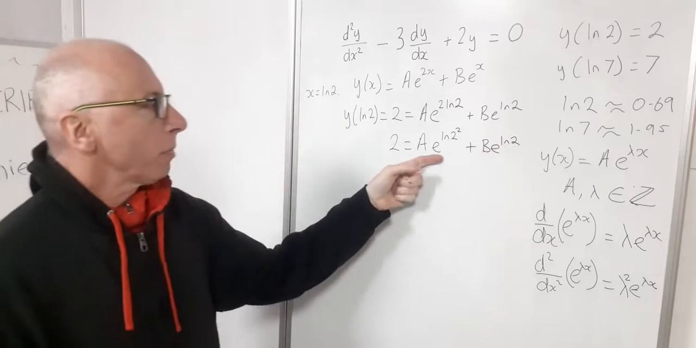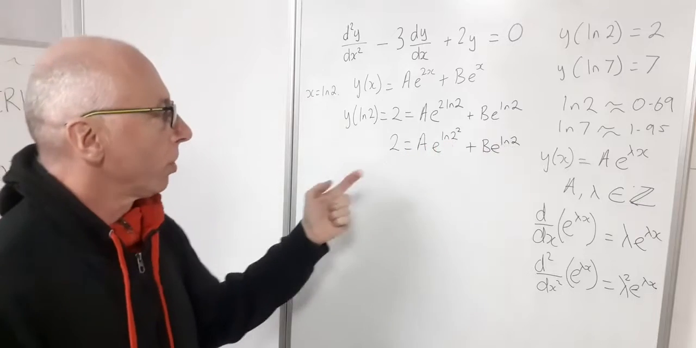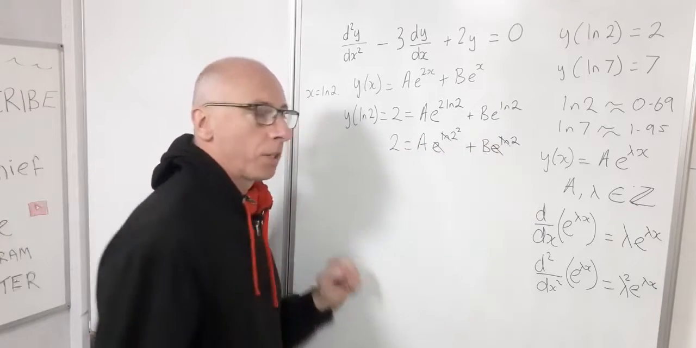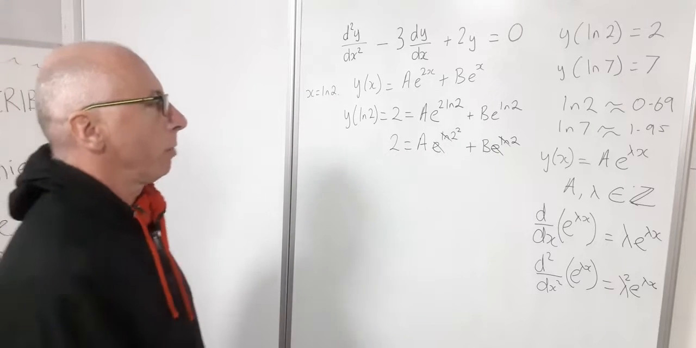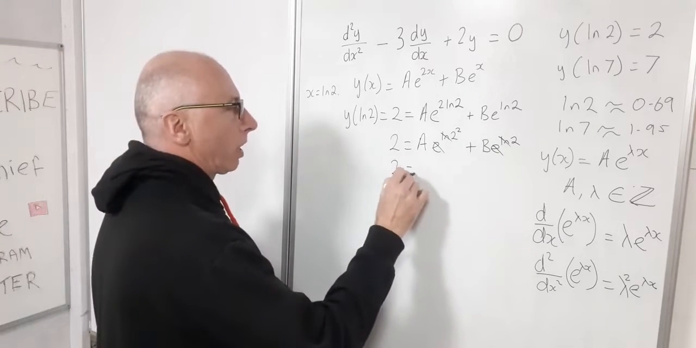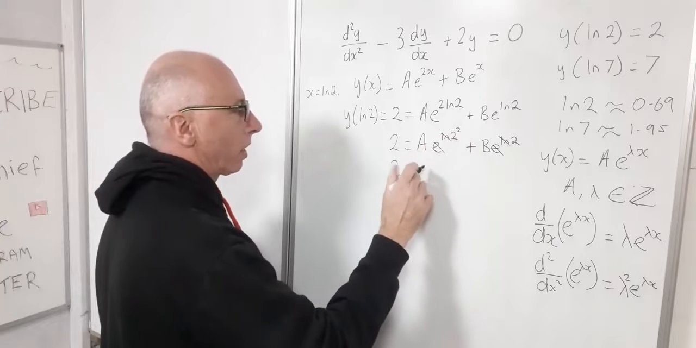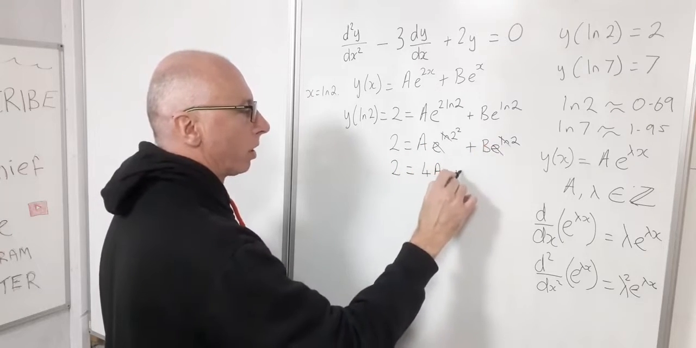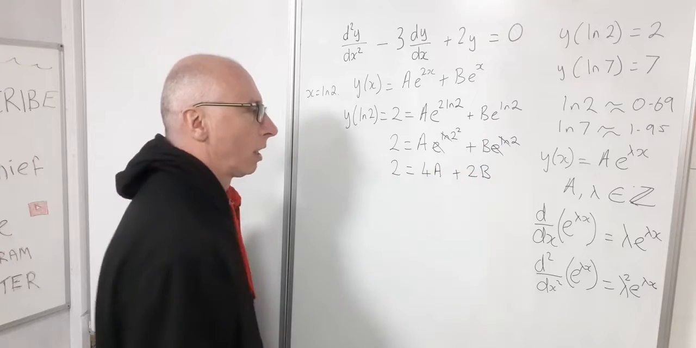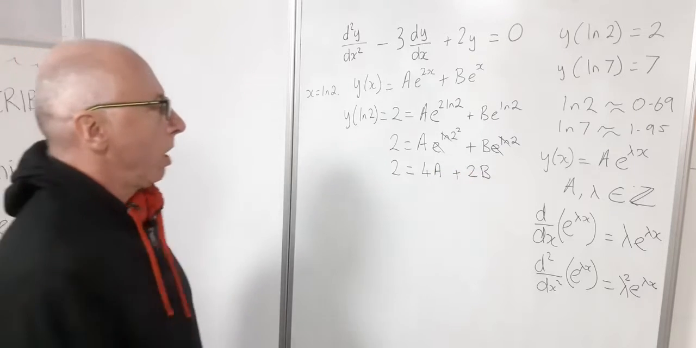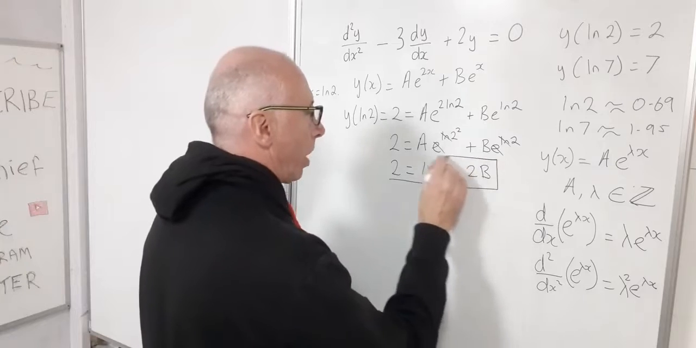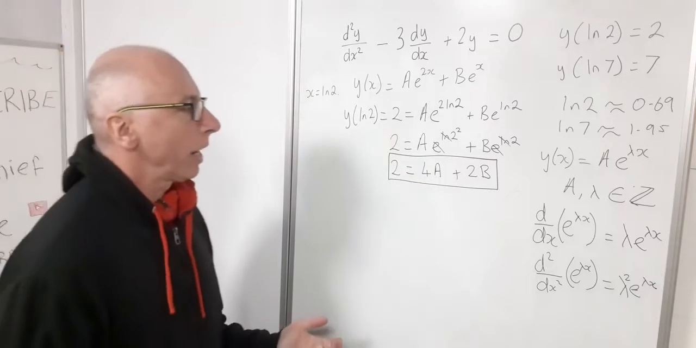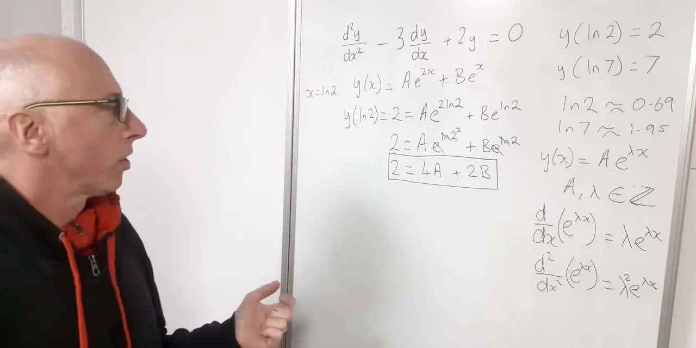Now, exponential and log are inverse functions, so these are going to cancel out. So that's quite nice when that happens. And now it's going to be leaving me with 2 equals, well, 2 squared, so that's going to give me 4a, plus b times 2, so that's plus 2b. So that's the first part of my building blocks for my answer. So I'm going to have to bear that in mind. So it looks like we're heading to simultaneous equation territory.